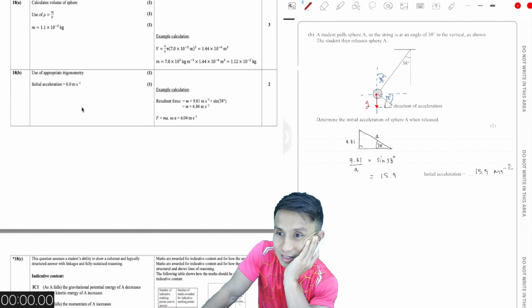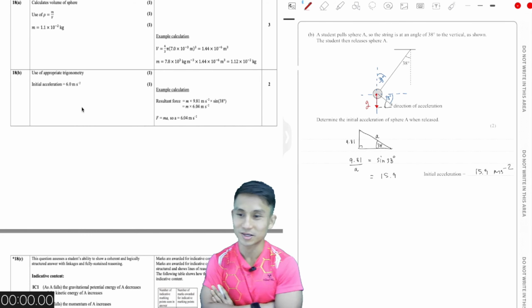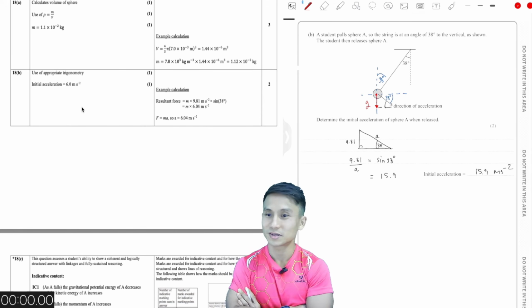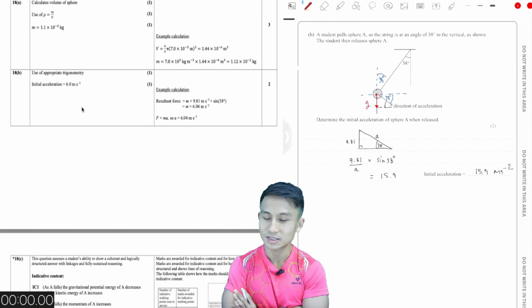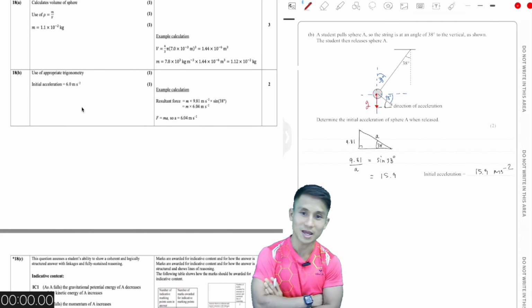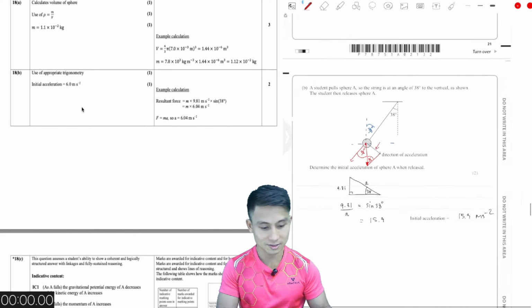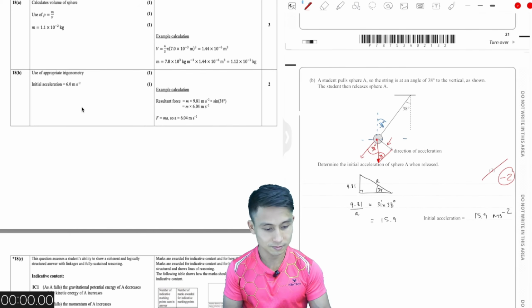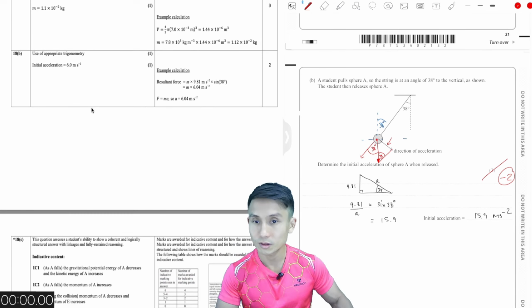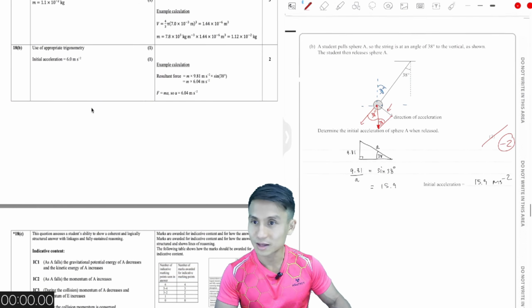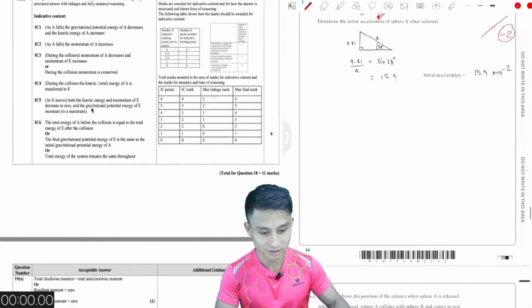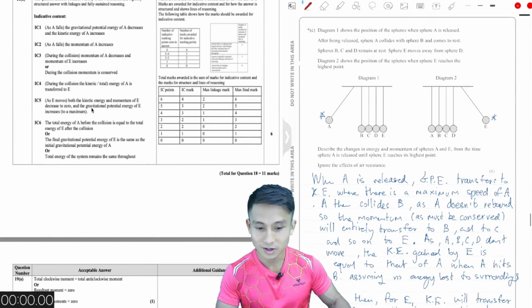So this one, I took so long for this one and couldn't figure it out because I got it wrong here. Yeah, use appropriate trigonometry. It says that initial acceleration is 6. Right, so what did I do wrong here? Resultant force is MA sine. So I guess, yeah, I got 0 here. Right? And that's not appropriate trigonometry either, the way I did it. So I'm just going to mark myself down there. Okay, this 6 marker here.